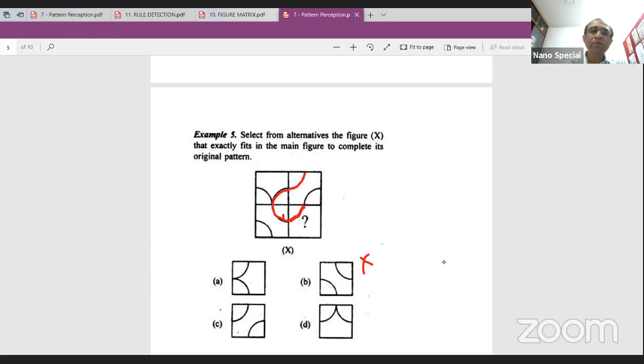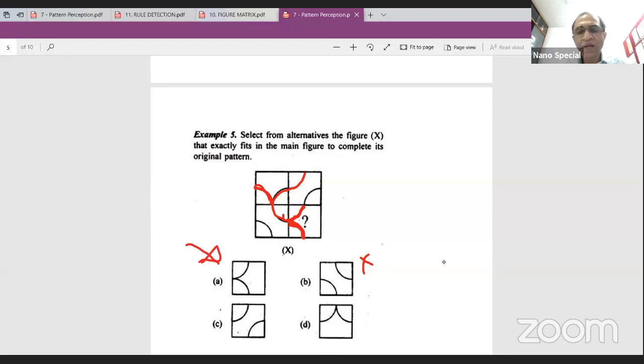Now, look at the symmetry. You have an arc like this. So, obviously, you should have another arc like this to complete the symmetry. Therefore, the answer is A.